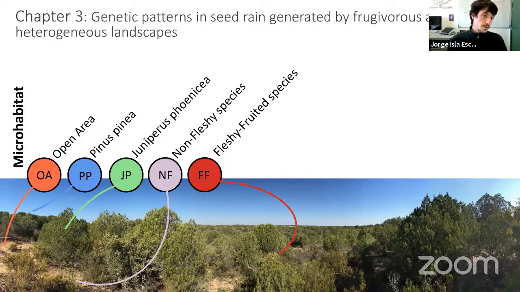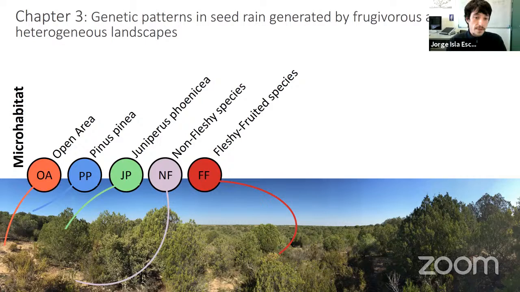And to do that, the first step that we did is to classify the places in the field where a seed could be dispersed into what we call microhabitats. These are, for example, open area microhabitats, such as sandy soil, or under a Pinus pinea, under Juniperus phoenicea plants, or under non-fleshy or fleshy-fruited species. And why is this classification important for our questions?